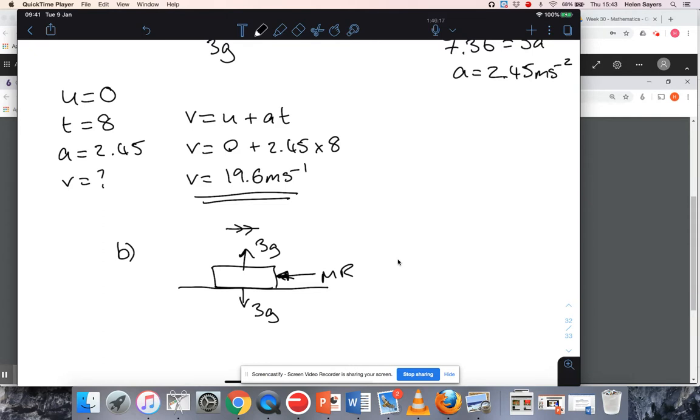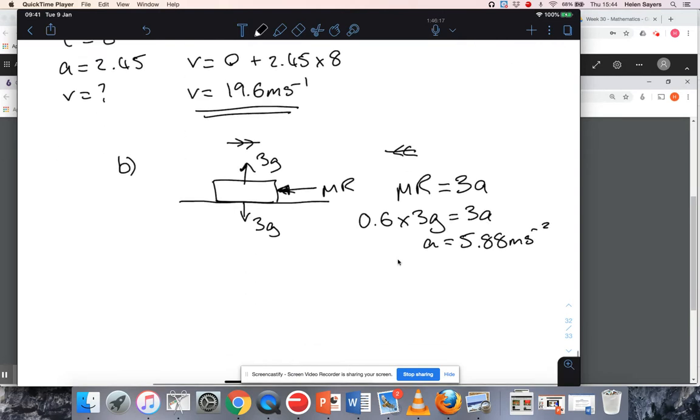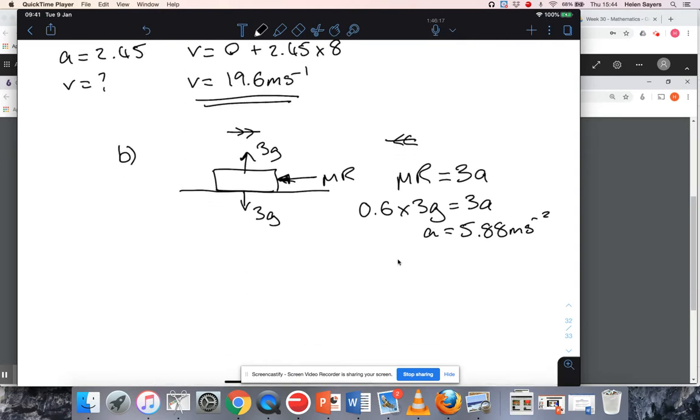So I'm going to take left as positive. The resultant force to the left is mu R, that's the only force, and that equals the mass, which is 3, times the acceleration. Mu is still 0.6, R is still 3g. So a is going to be, well, basically those 3s cancel, don't they? So a will be 0.6 times g, so 5.88 meters per second squared. And it's vital that I acknowledge that that's to the left, because now I am going to take right as positive when I use that.